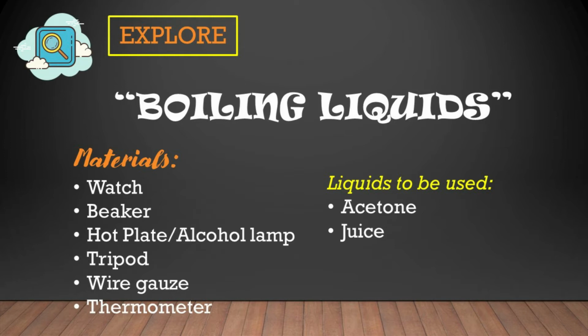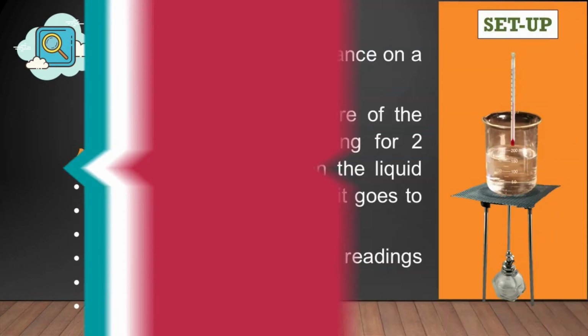In this activity, we are going to boil some liquids. This is entitled Boiling Liquids. For the materials, kindly prepare the following: watch, beaker, hot plate, alcohol lamp, and thermometer. The liquids that we are going to use are acetone and juice.